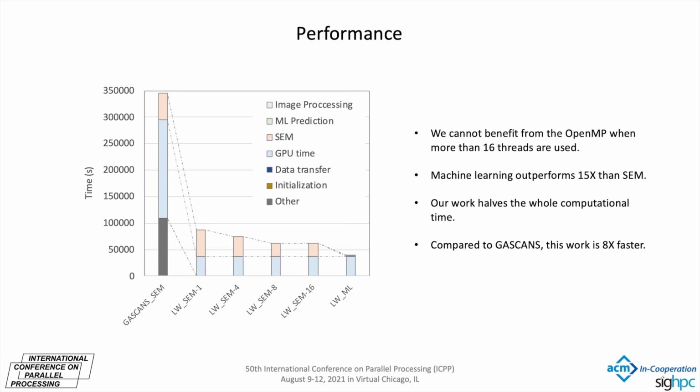So we use machine learning here. This is the time consumed by machine learning. It is 15 times faster than SCM, and the whole implementation takes half the computation time. And if we compare to the GASCANs, our implementation is 8 times faster.